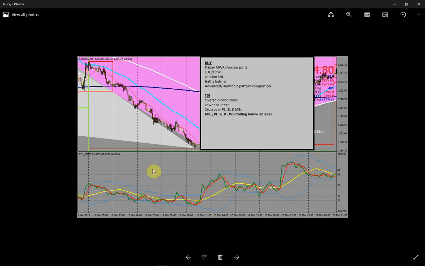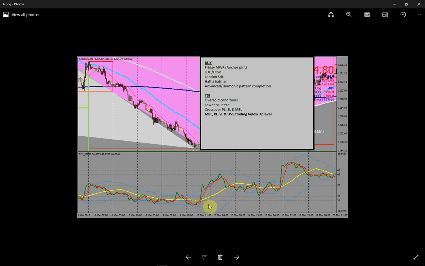Right now, let's go to TDI. So what do we have on TDI? We have what we call a lower squeeze, and we also have oversold conditions. So for me, this is extremely oversold because the price line, the market baseline, and the signal lines, and both the volatility bands are really squeezed below or just near that 32, 37, and 32 support line. So for me, that's a huge red flag.